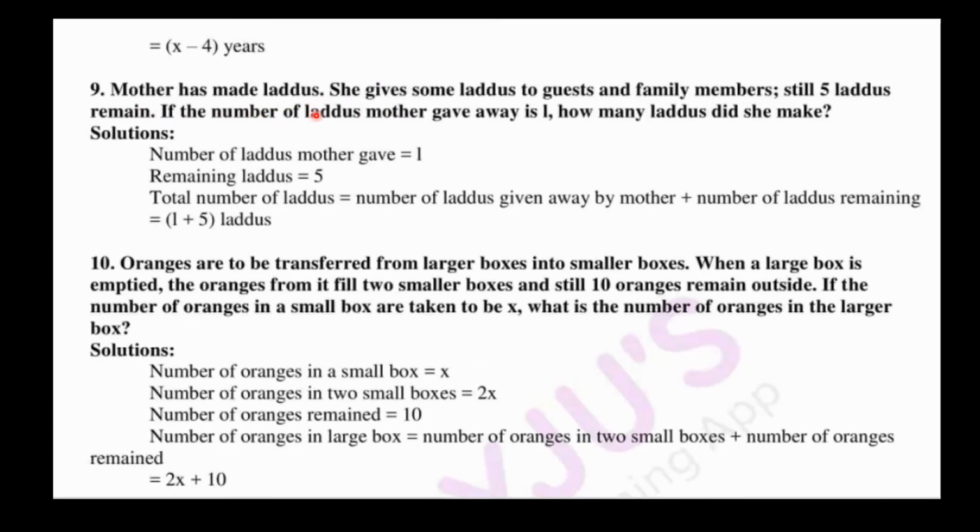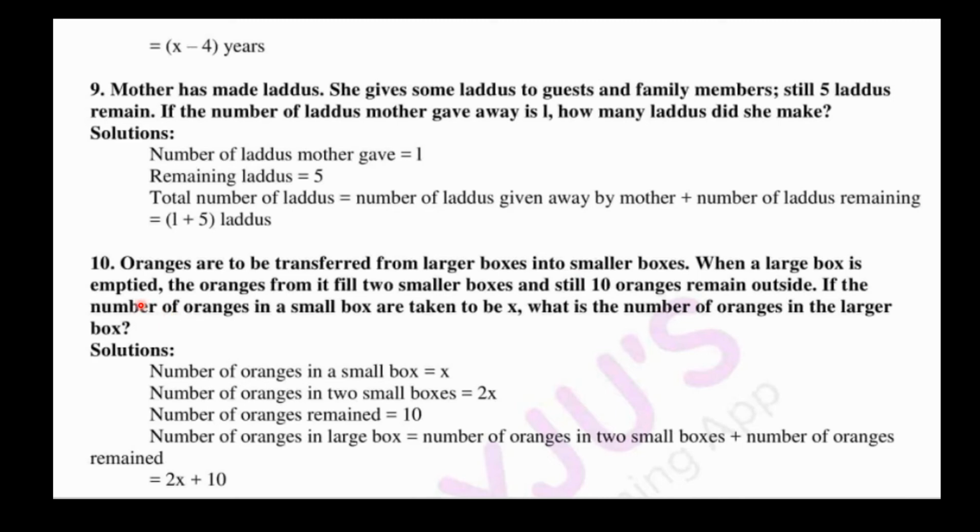Next question. Mother has made laddus. She gives some laddus to guests and family members. Still 5 laddus remain. If the number of laddus mother gave away is 1, how many laddus did she make? The number of laddus mother gave is 1. The remaining laddus are 5. So the total number of laddus she made is equal to 1 plus 5, because she has already given 1 and 5 remain. So the total is 6.